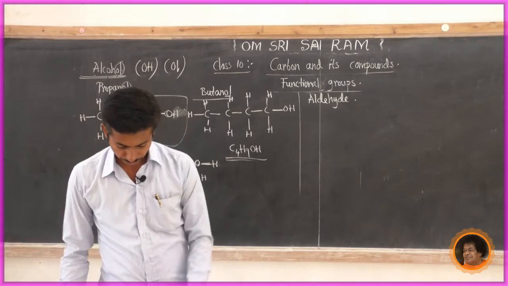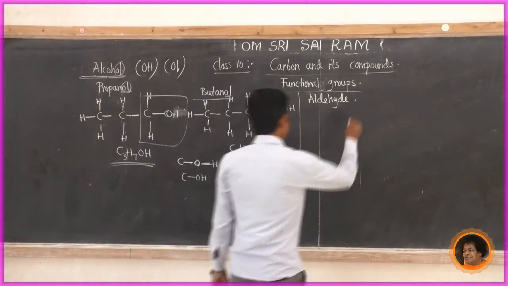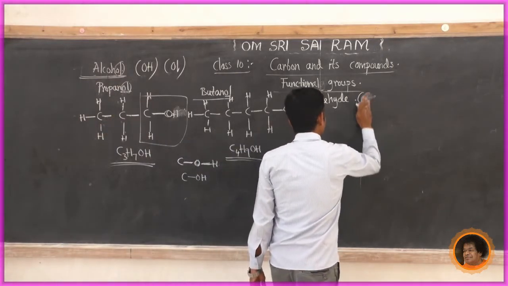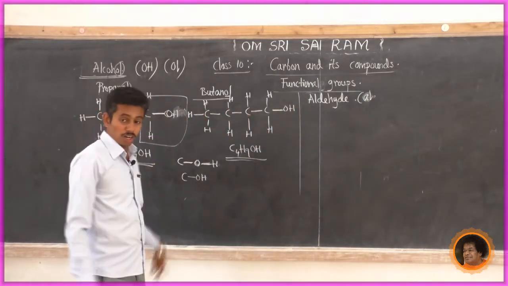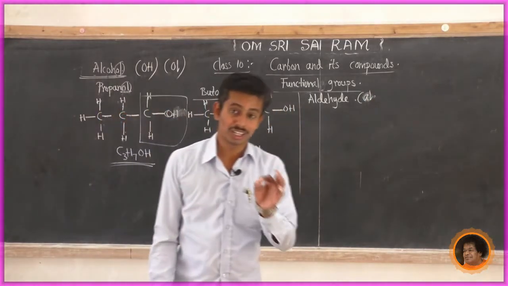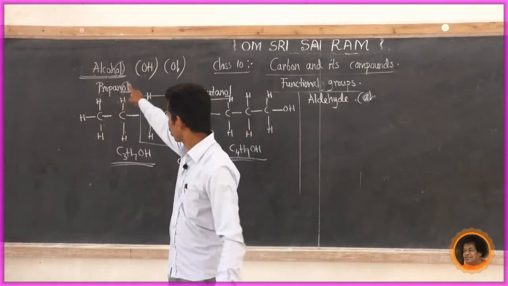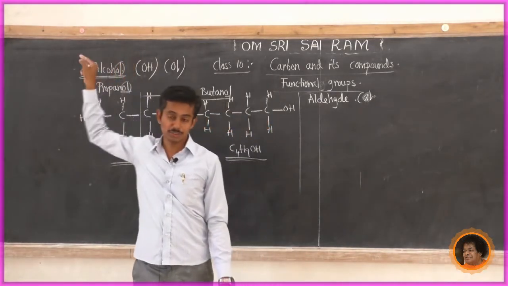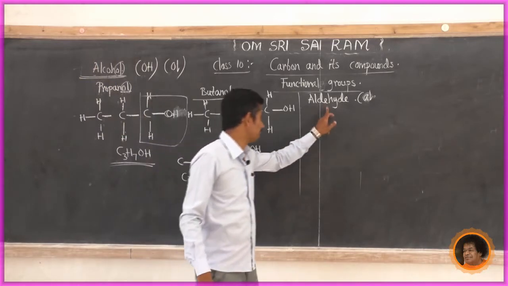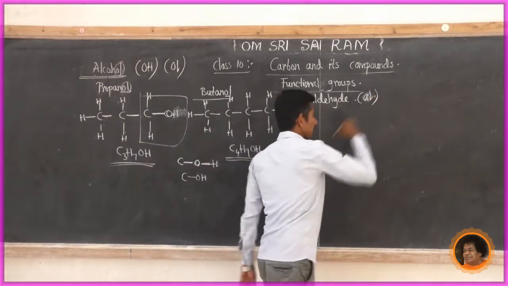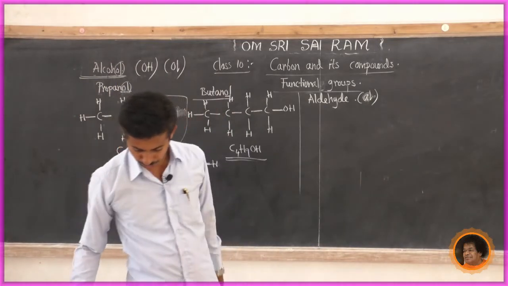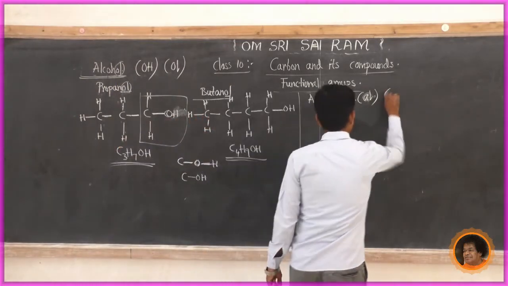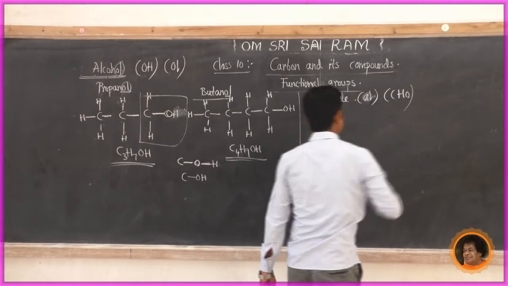Aldehyde means it ends with the suffix AL. Just look at the difference. Alcohol ends with the suffix OL. Now aldehyde ends with the suffix AL. And its functional group is CHO. Very important. What is the functional group of aldehyde?